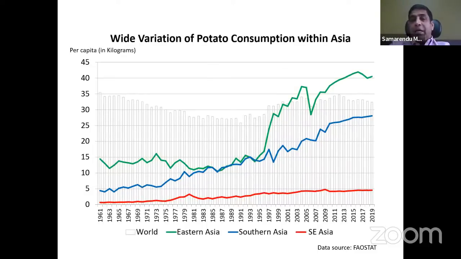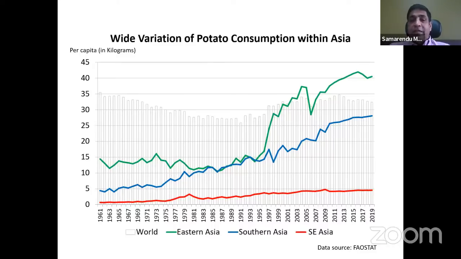So within Asia, as I said, there's wide variation in potato consumption. In some parts of Asia, they usually don't consume a lot of potato. You can see the red line is Southeast Asia: Indonesia, Philippines, Vietnam. The per capita potato consumption is very, very low. If you go to Southeast Asia, and I'm pretty sure many of you have visited Thailand, Indonesia, Philippines, Vietnam, you don't see a lot of potato dishes. Usually potato is now entering as a fast food, which is actually bad. Most Southeast Asian countries have started consuming French fries or chips from McDonald's or whatnot. So it's entering as a very unhealthy type of fast food.